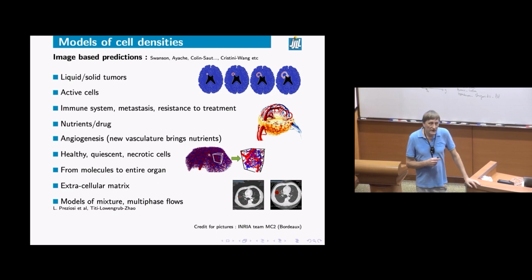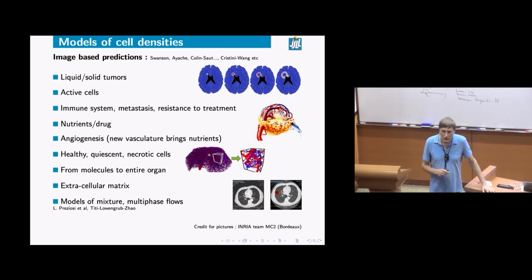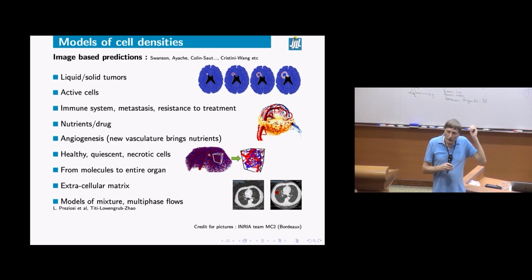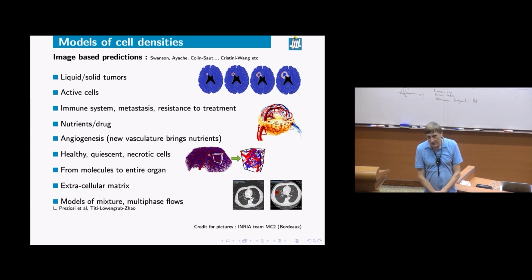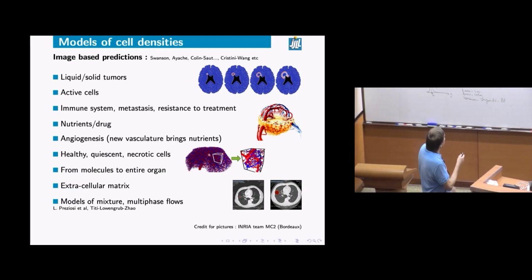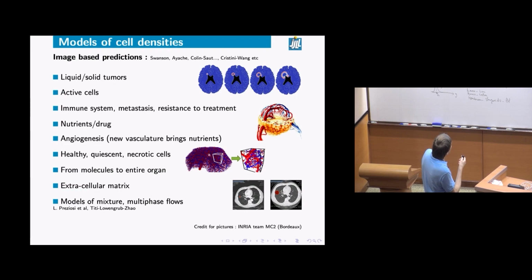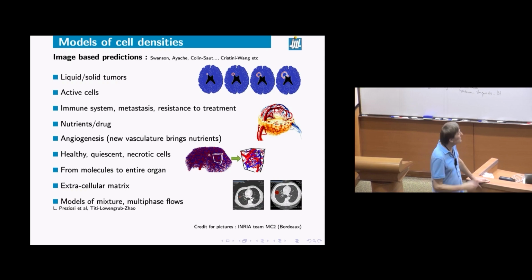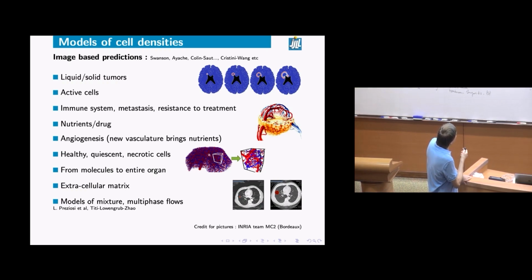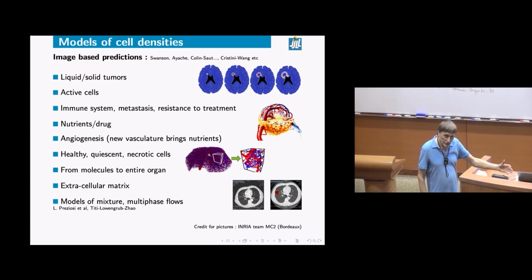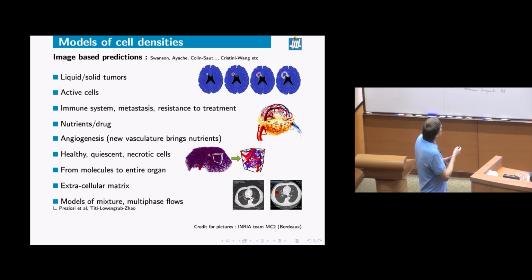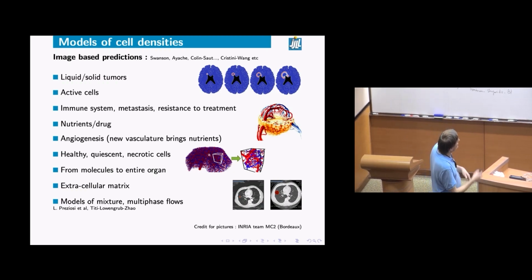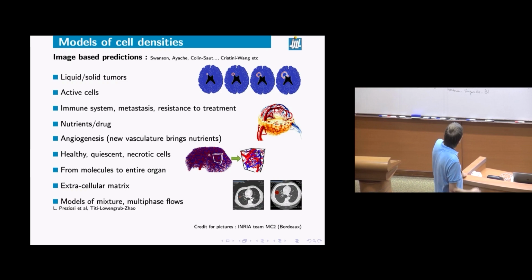Of course, if you ask a medical doctor, he will tell you it's very complicated, and all these phenomena you have on the screen should be taken into account. So not only do you have what I told you, more or less solid tumors, but you have all these liquid tumors or blood tumors, blood cancers. Cells can move in different ways. Either they are pushed by the tissues, they have passive motion, or they have active motion. The immune system, metastasis, and resistance to treatment are important phenomena.